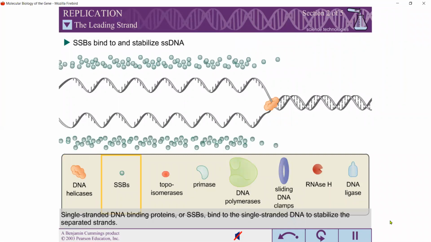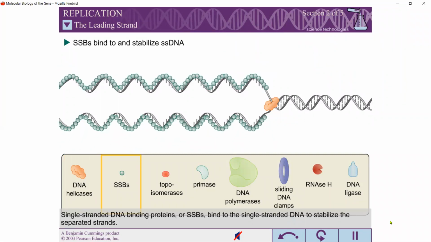Next, we move to the single-strand binding proteins. The moment helicase separates the two strands, these proteins bind to the single-stranded DNA so that the DNA does not again form a double-stranded complex.